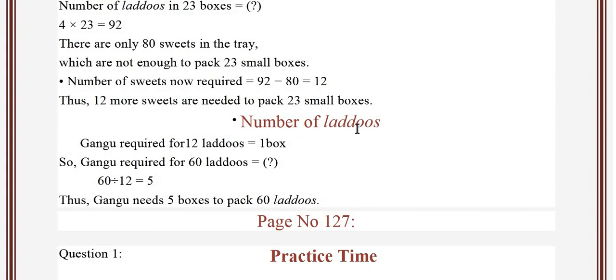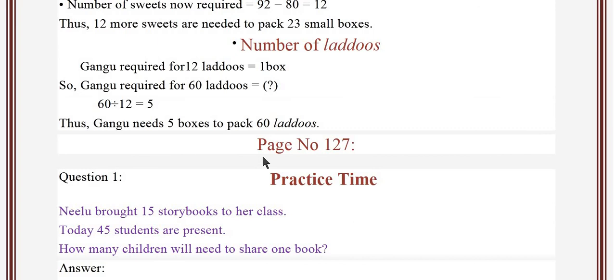Now, Gangu requires 12 laddus for one box. So Gangu requires how many boxes for 60 laddus? 60 divided by 12. 12 fives are 60. So 5. Gangu needs 5 boxes to pack 60 laddus. Now, page number 127. Practice time.